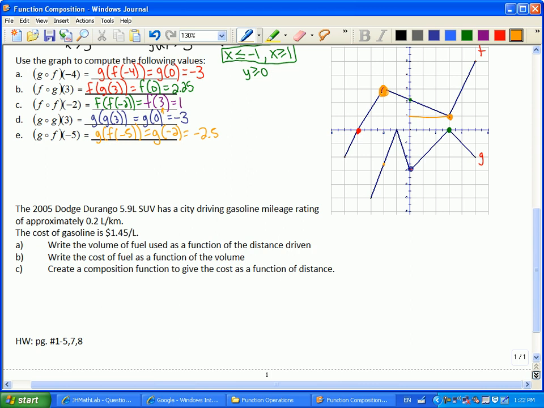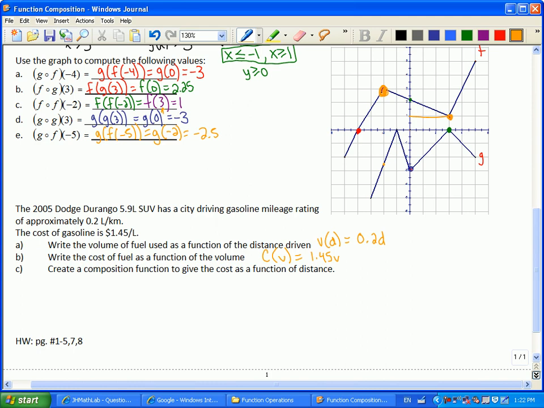So write the volume of fuel by the distance. If I wanted to come up with a volume by distance, if you give me the distance, you multiply it by 0.2, and that'll tell me how many liters you've burned of fuel. And if I want to know the cost based on the volume, it is going to be $1.45 times the number of liters that you use.